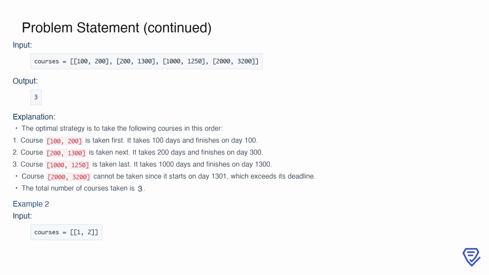In this case, the optimal strategy is to take the first course, which finishes on day 100, then the second course, which finishes on day 300, and finally the third course, which finishes on day 1300. The fourth course cannot be taken because it starts on day 1301, which is after its deadline. Therefore, the maximum number of courses that can be taken here is 3.